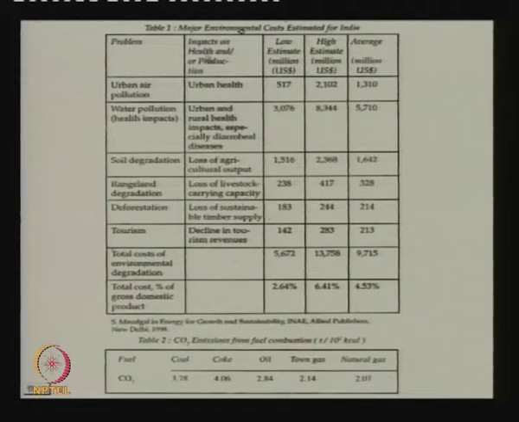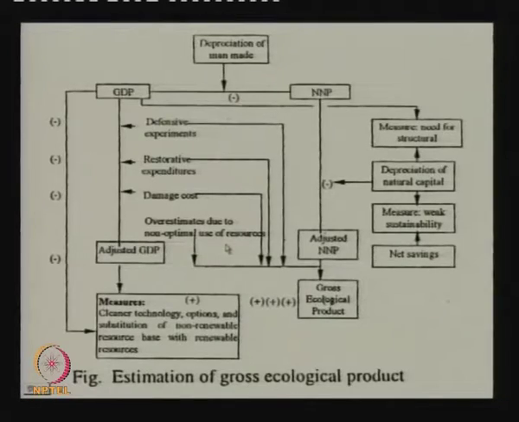And these impacts, if we analyze properly, we will find what is the financial implication of those impacts: impact on health, impact because of loss of agricultural output, loss of livestock carrying capacity, etc. And then I invoked the concept that if you are talking about a GDP, you have to take out from that many things: defensive expenditure on defensive steps, expenditure on restorative steps, damage to capital, etc., and then we should calculate a gross ecological product.